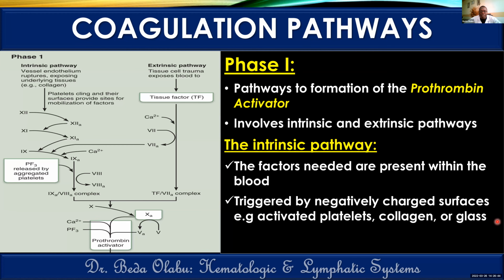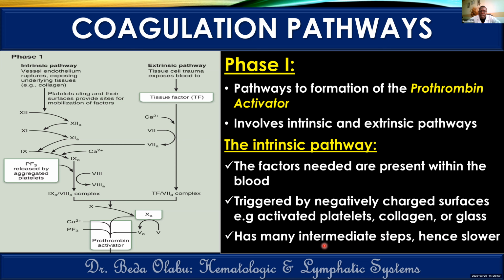That's why blood clots within a collection tube, because glass has negative charge surfaces that can actually still trigger blood to clot. Now, the intrinsic pathway to formation of blood clot has many intermediate steps. And because of that, the intrinsic pathway is usually slower than the extrinsic pathway.